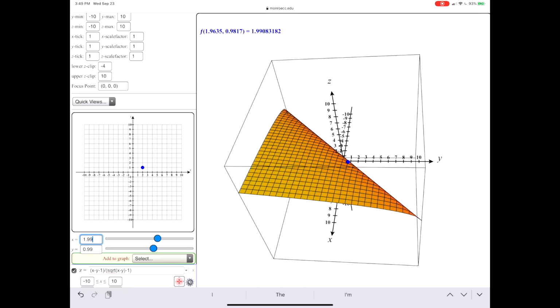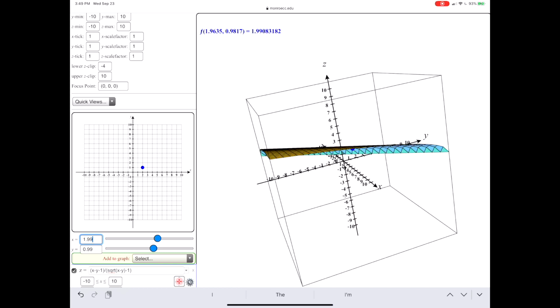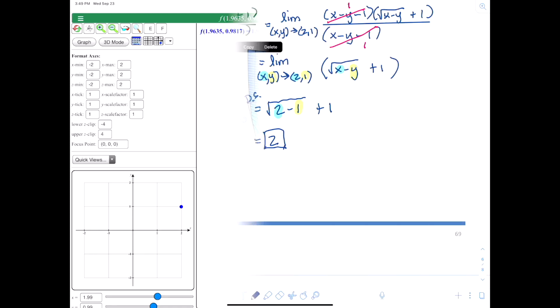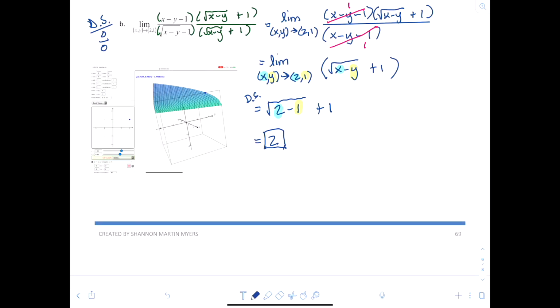Okay? So let's go to our default view. And that's kind of cool. We'll keep that one there. All right? All right, so there's the visual of what we're looking at, and remember that this was our ordered pair right here. Cool, cool?